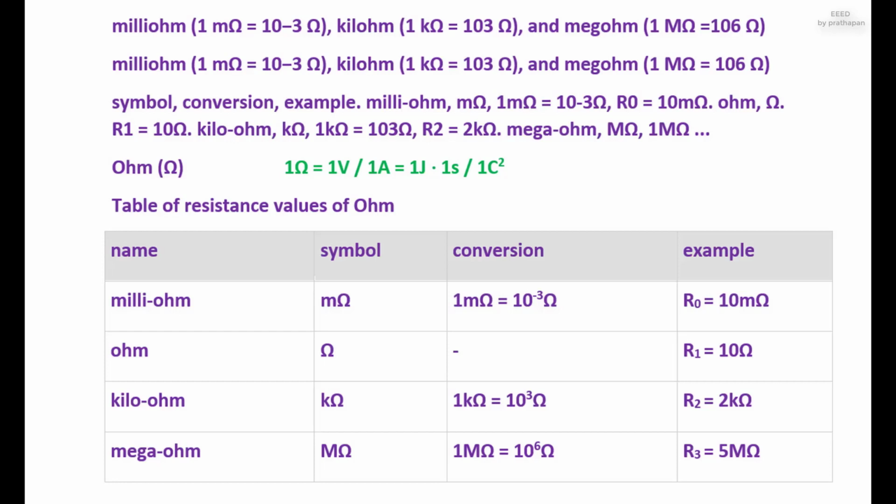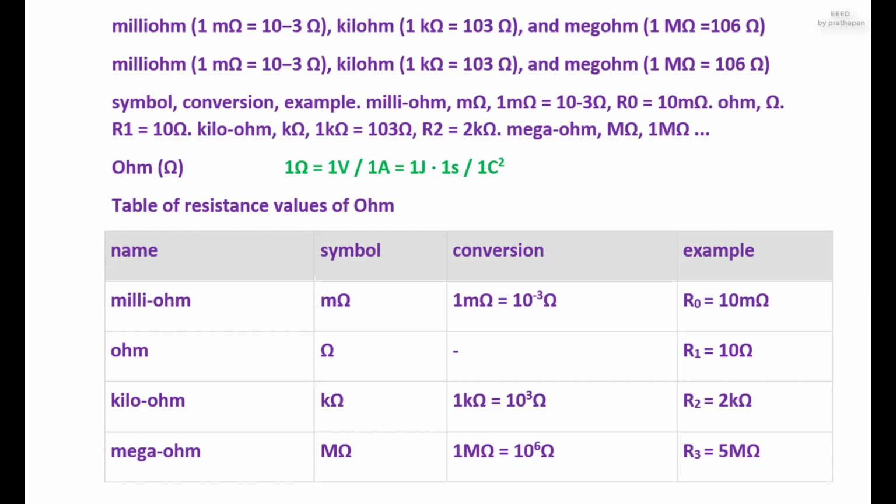Symbol, conversion, example. Milliohm, mΩ, 1 mΩ equals 10^-3 Ω, R0 equals 10 mΩ. Ohm, Ω, R1 equals 10 Ω. Kiloohm, kΩ, 1 kΩ equals 10^3 Ω, R2 equals 2 kΩ. Megaohm, MΩ, 1 MΩ equals 10^6 Ω.